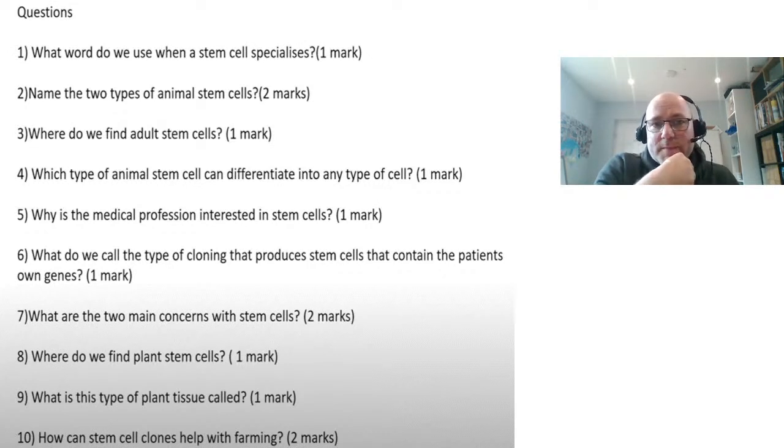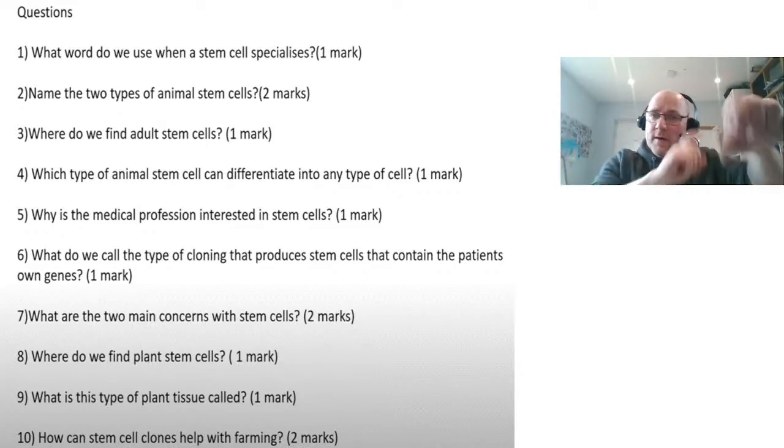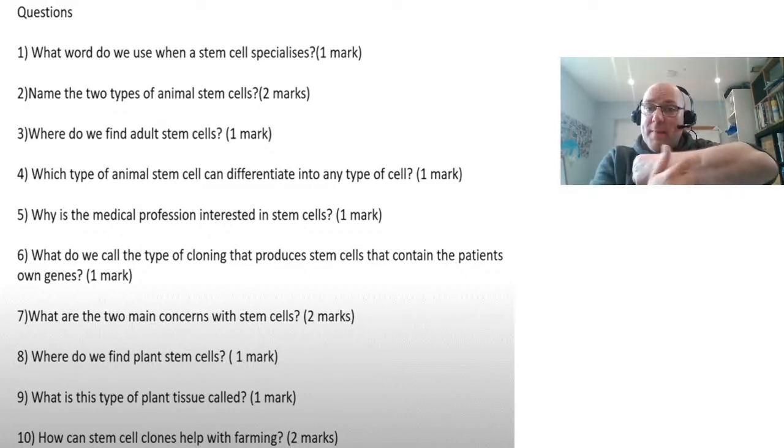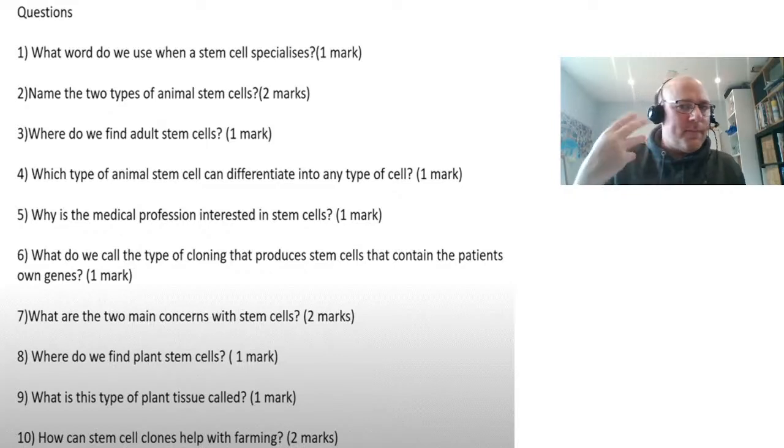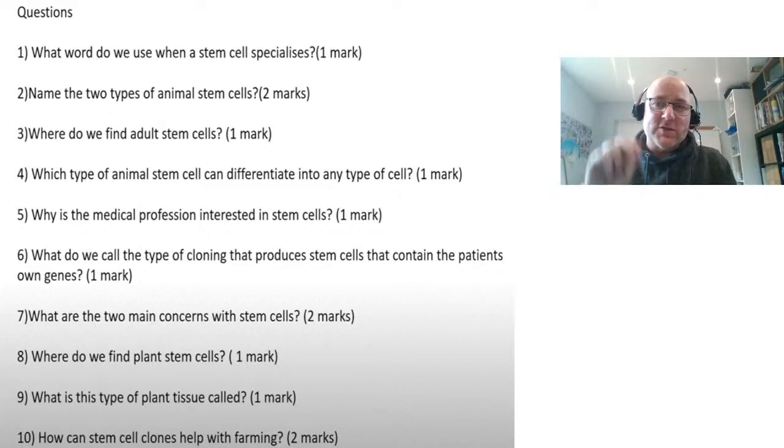So what word do we use when a stem cell specializes? We can say differentiates. We can actually say specializes. Name the two types of animal stem cells. Right, you can find stem cells in animals in the embryo and your bone marrow. You've still got stem cells right now in your bone marrow that make new blood cells for you. So the answers you need to know for GCSE are bone marrow and embryo.